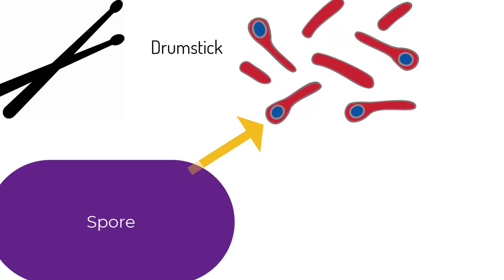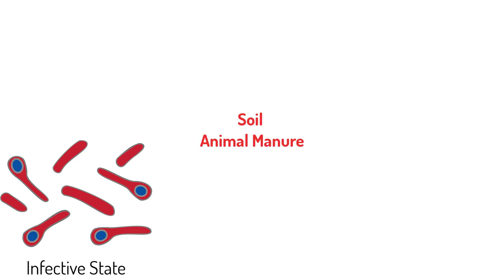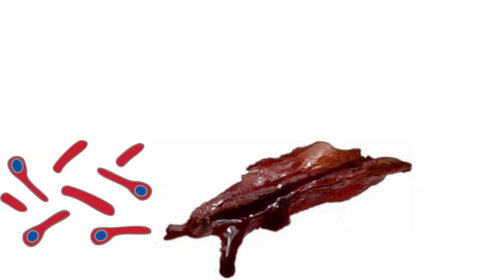And actually, it's the spores that the organism bears that are infective, which means capable of causing an infection. And these spores are quite widespread in the soil and animal manures. So what's the fate of the spore? Now, once a person's wound is infected with the spore, it starts to germinate under anaerobic conditions.